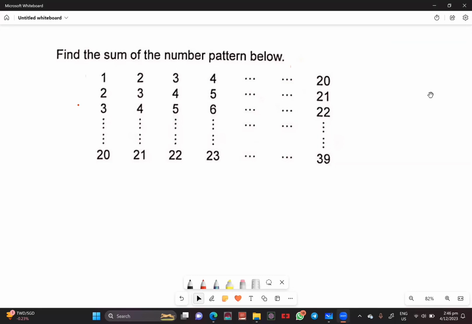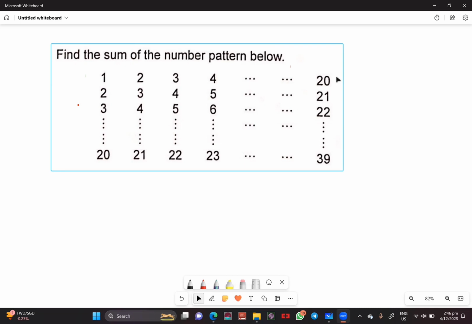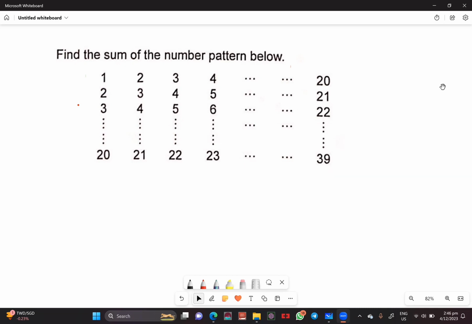Okay, hi everyone. Today we are looking at a question like this. Okay, now over here they say I want you to find the sum of the number pattern below. Right? Which obviously is a little confusing, a little daunting. Okay, but fret not, because after this video you will have a better clarity and better understanding of how you should approach a question like this.